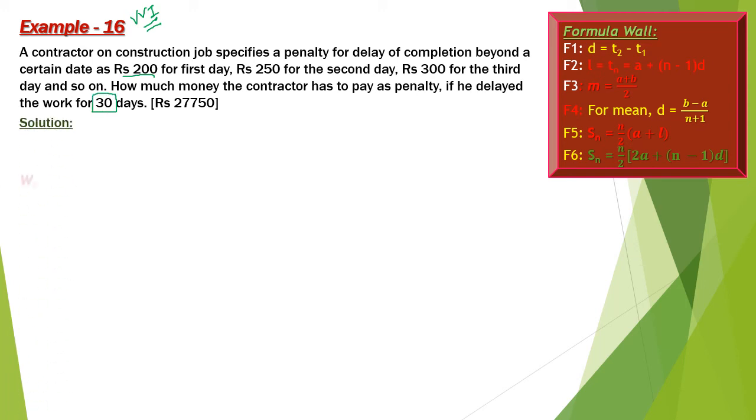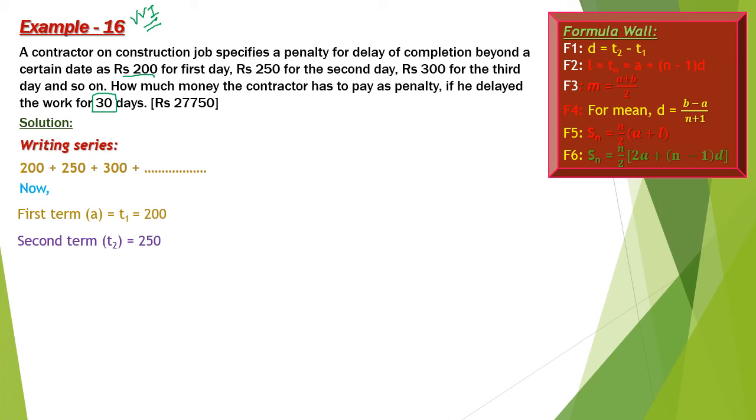So let's find. First, we have to create a series. Our series will look like 200, the fine for the first day, 250 for the second day, and 300 for the third day. Now you can see the gap is 50, so 50 rupees increased in each delayed day. First term a is 200, second term is 250, common difference d is 50. Number of terms, that is the number of delayed days, is 30.